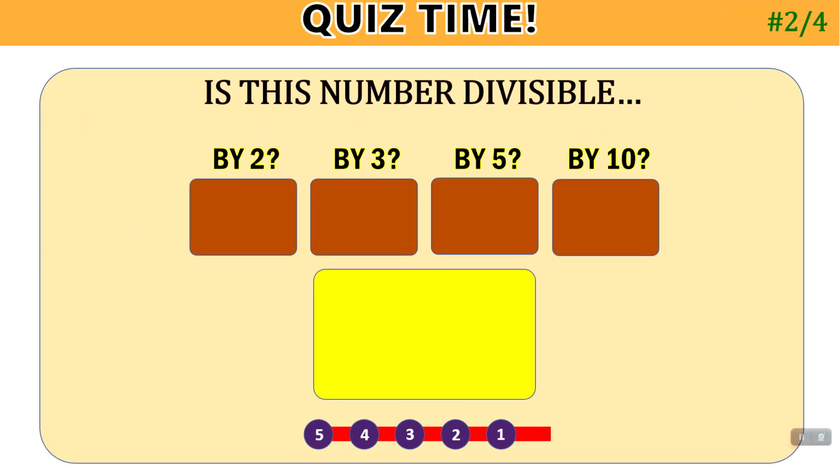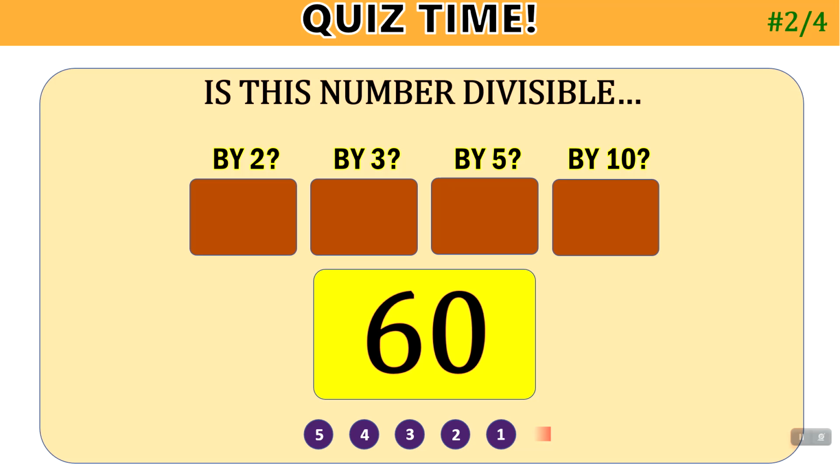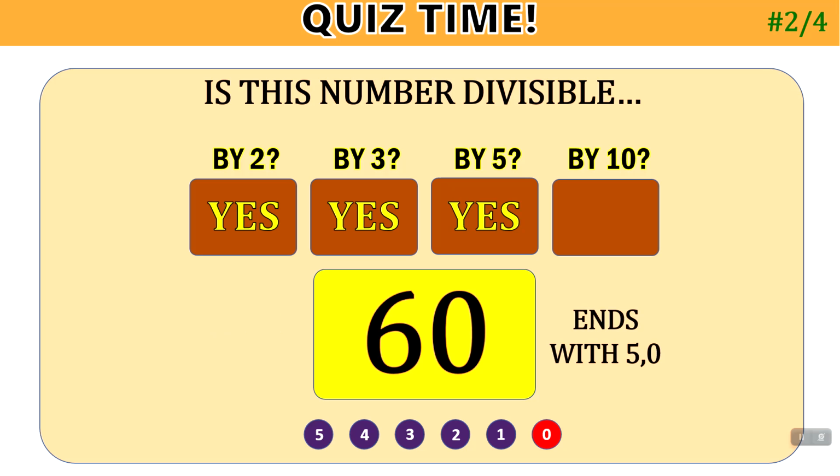Question 2. Can this number be divided by 2, 3, 5, or 10? 60. Time's up. By 2, yes, because it is an even number. By 3, yes, because if we add the digits, 6 plus 0 is 6, and 6 can be divided by 3, so 60 can be divided by 3. By 5, yes, because it ends with a 0. By 10? Yes, because it ends with a 0. So 60 is divisible by 2, by 3, by 5, and by 10.